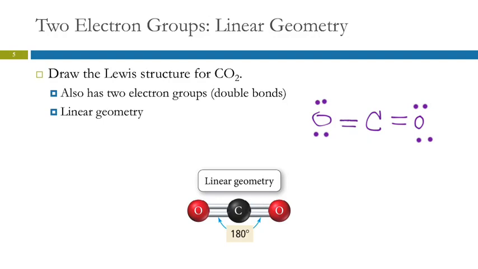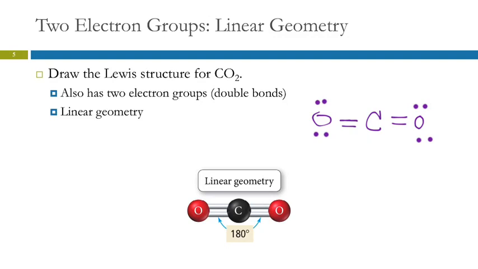The double bonds count as a single group because these electrons are shared between the carbon and oxygen. They can't get away from each other. They're between the same 2 atoms. But this group can move away from that group. And so they're going to do the same thing. They're going to be on opposite sides. We're going to get a linear geometry.